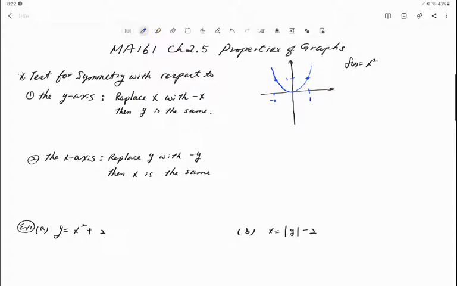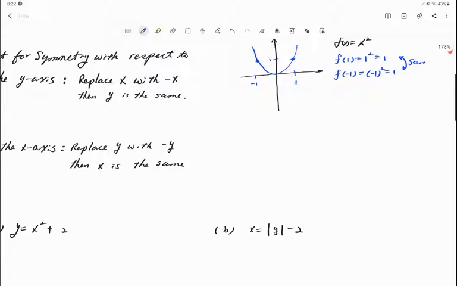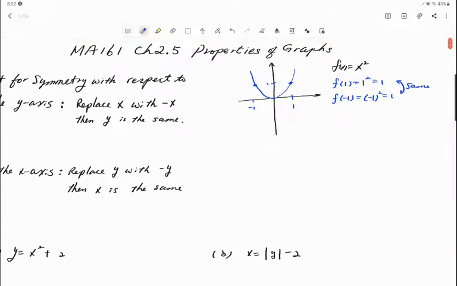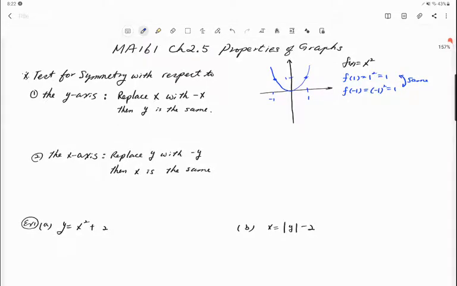Can you see it? In this case, f of 1 is 1 squared, which is 1, right? And f of negative 1, we replace x with a negative value, then negative 1 squared is 1. So these y values are the same, right? If those y values are the same, then what do you call this? This graph is symmetric with respect to the y-axis.